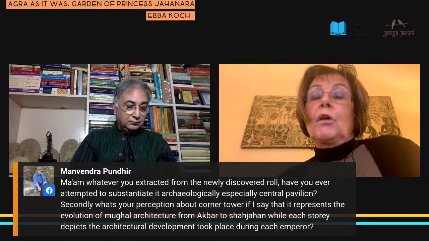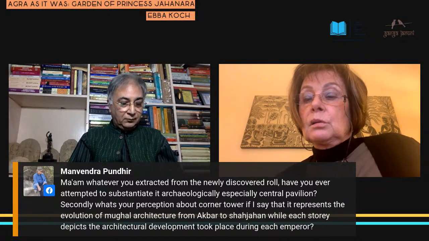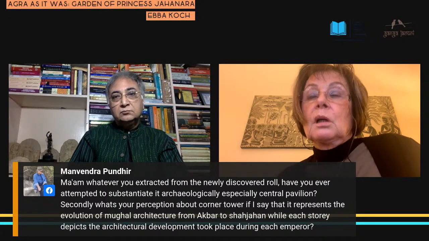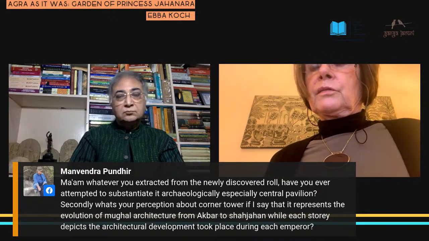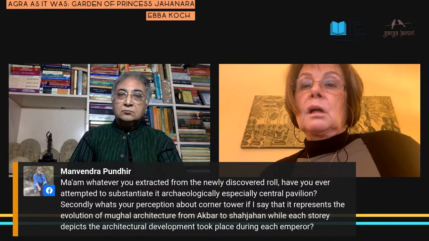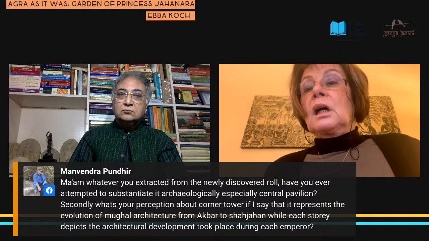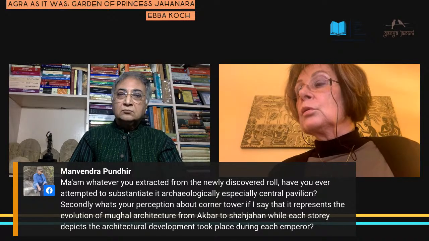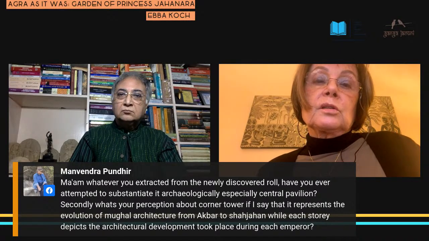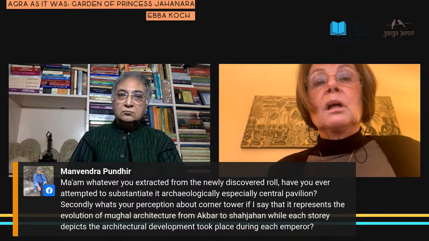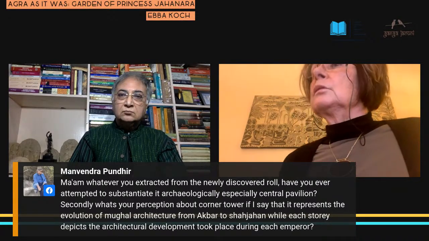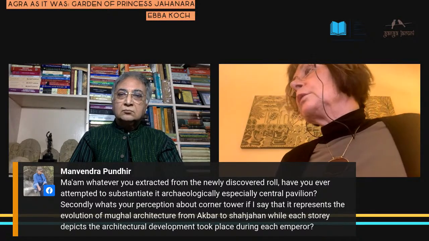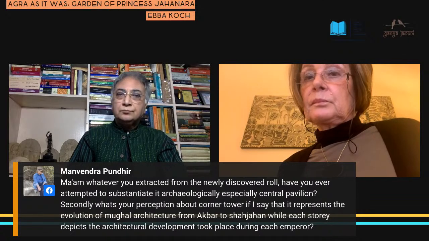So, these are two questions. What I have tried to substantiate from the scroll with my field research, I think I have sort of explained it, hopefully, in my talk. For the Garden of Jahanara, obviously before the panoramic scroll was known, I based my investigations on a survey on both sides of the river, on the Jaipur map, and then British records, and whatever could be found in the Mughal sources.